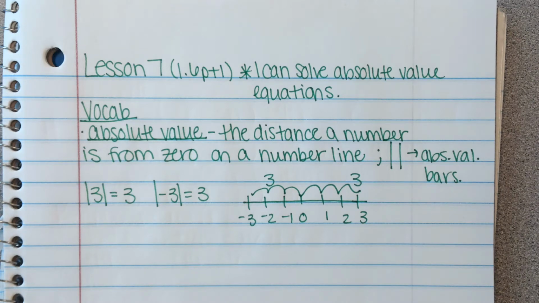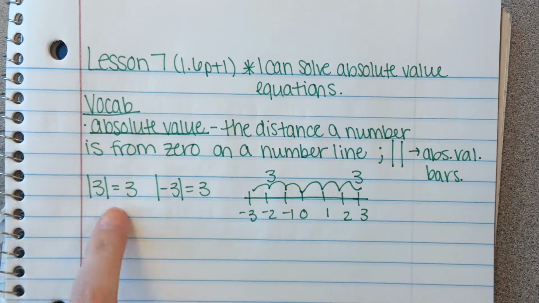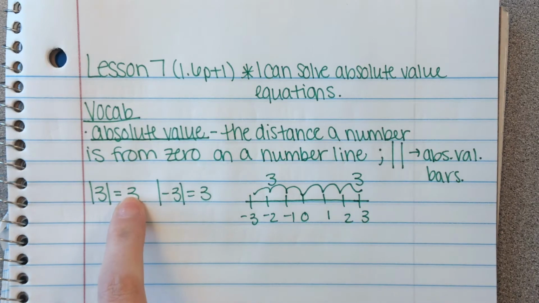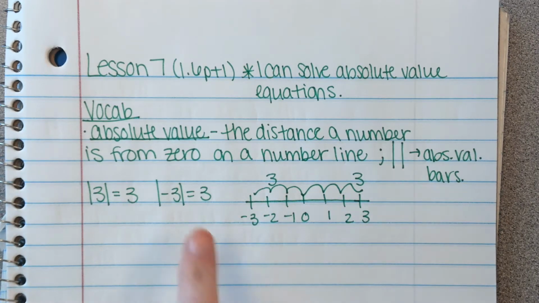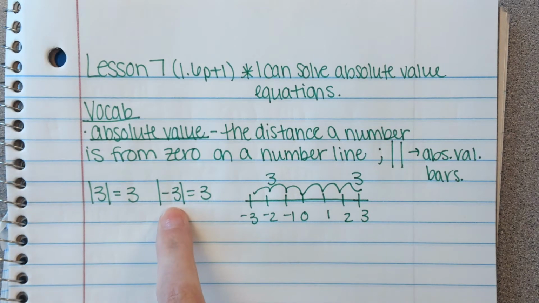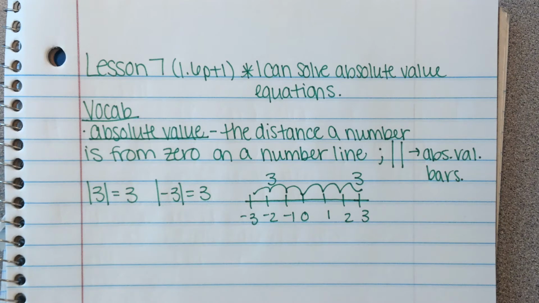For vocab today, we just have absolute value. Absolute value is the distance a number is from 0 on a number line. Okay, and then these are absolute value bars. So I did a little example here. The absolute value of 3 is 3 because it's 3 spaces from 0 on a number line. The absolute value of -3 is also 3 because if you count the spaces on a number line, you get 3.